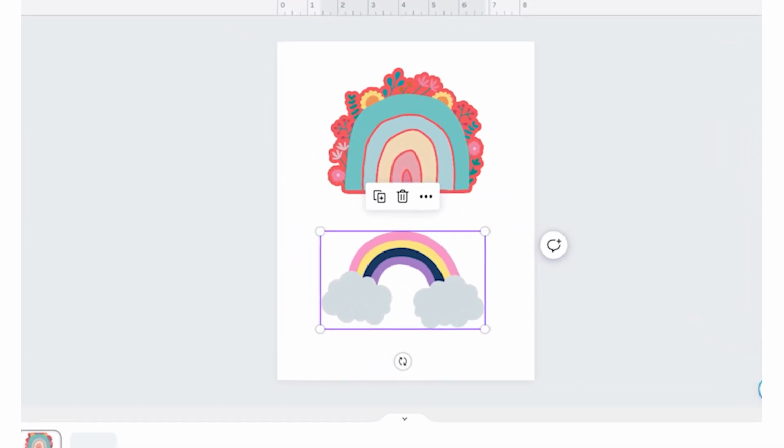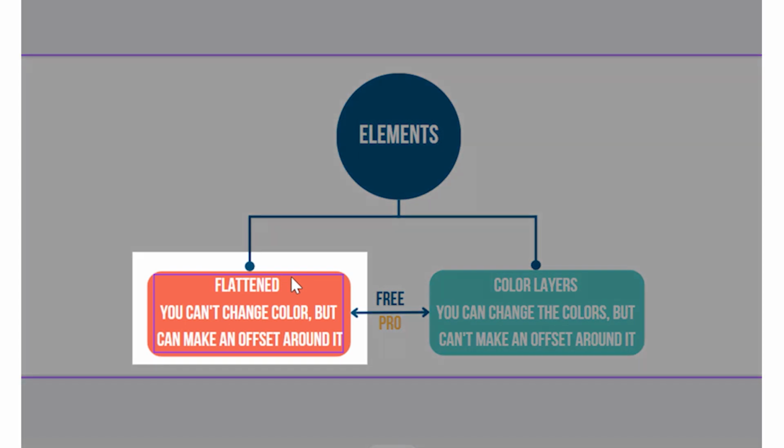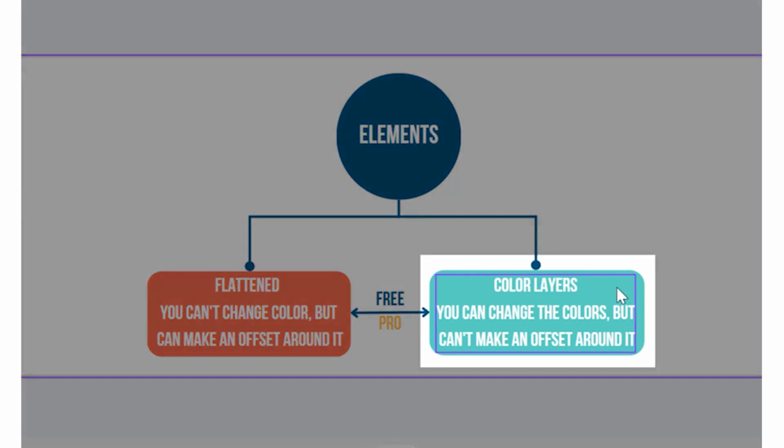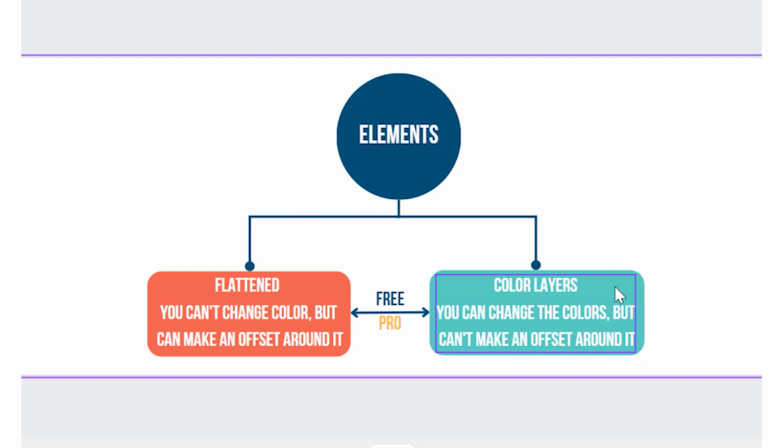So these two elements again are perfect examples of the different types of elements in Canva. One element is a flattened image. You have no control over the color, but you can make an offset around it. However, the other type comes with color layers where you have control over the colors, but you cannot make an offset around it. This is going to help you a lot when you are choosing what elements to work with and how you can edit them.